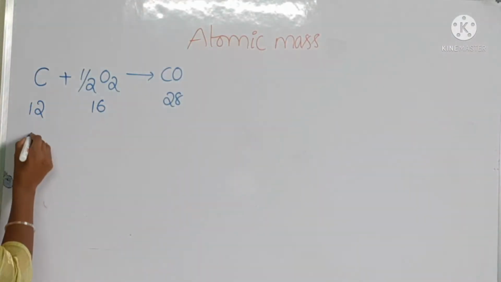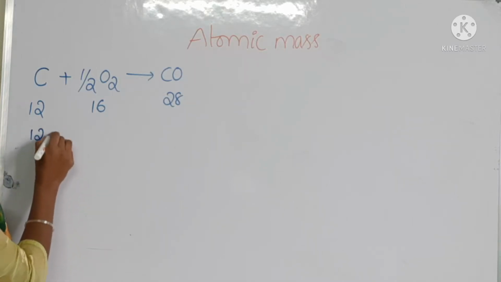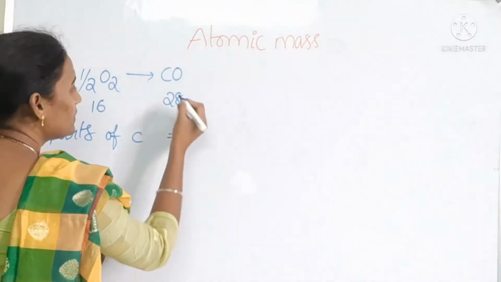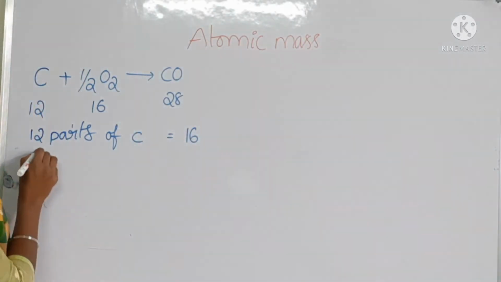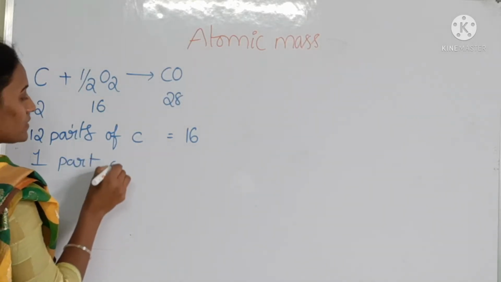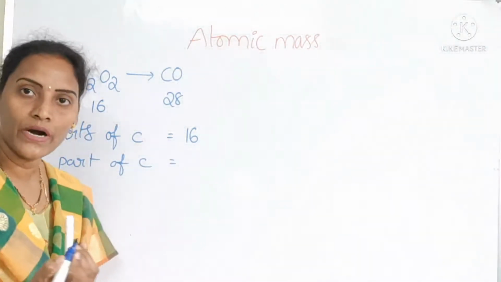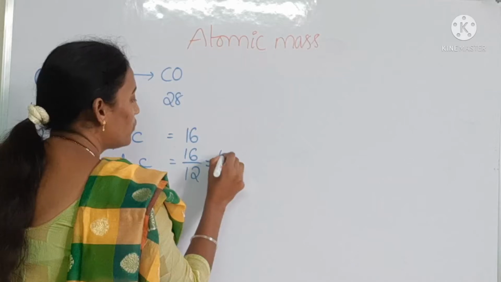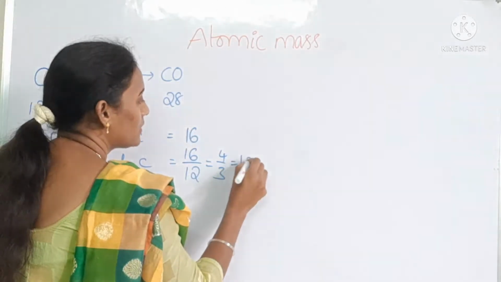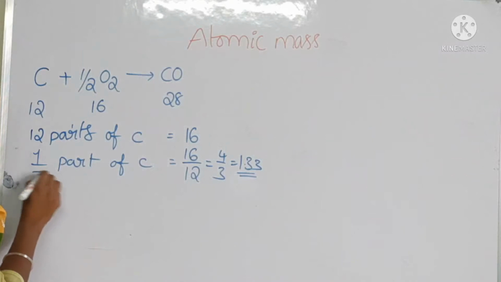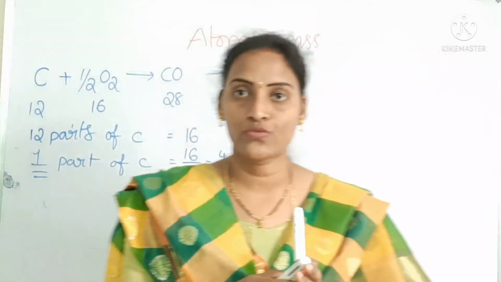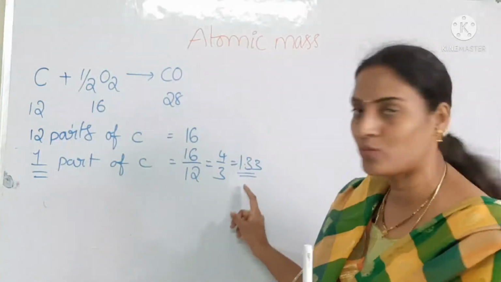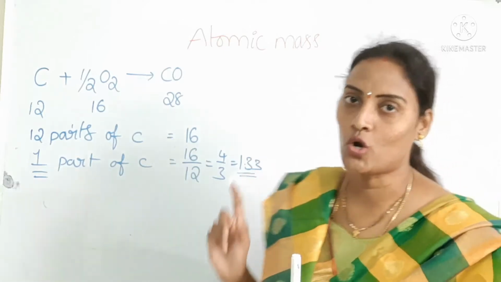See, if 12 grams or 12 parts of carbon needs 16 parts of oxygen, students, then 1 part of carbon needs how many parts of oxygen? That means 16 by 12 is equal to 4 by 3, nothing but 1.33, students. These are the simplest values for carbon and oxygen. See, this 1 is the simplest value of carbon and this 1.33 is the simplest value for oxygen.